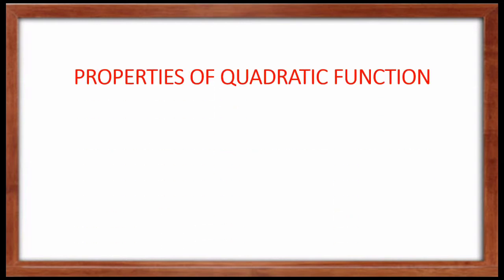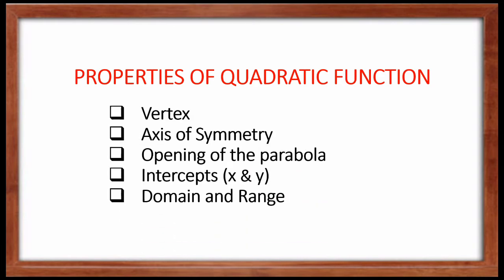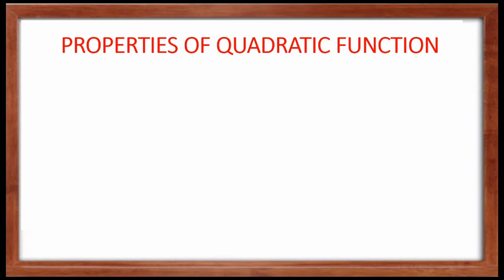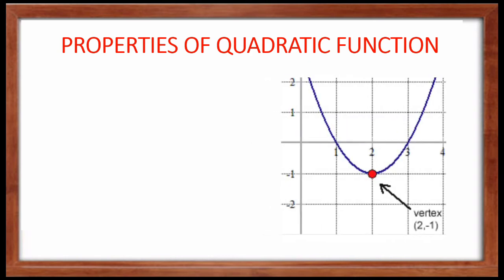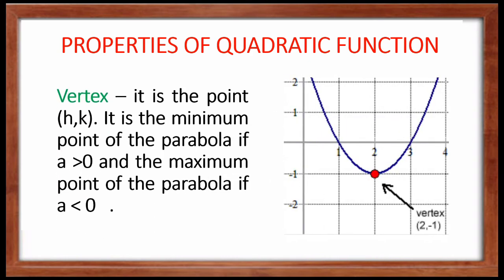And now, let's talk about the properties of quadratic function. Ano ba yung mga properties ng quadratic function? We have number 1, vertex. We have axis of symmetry, opening of the parabola, intercepts, x-intercept and y, and domain and range. Okay, let's start with the first one. We have the vertex. What is the vertex?